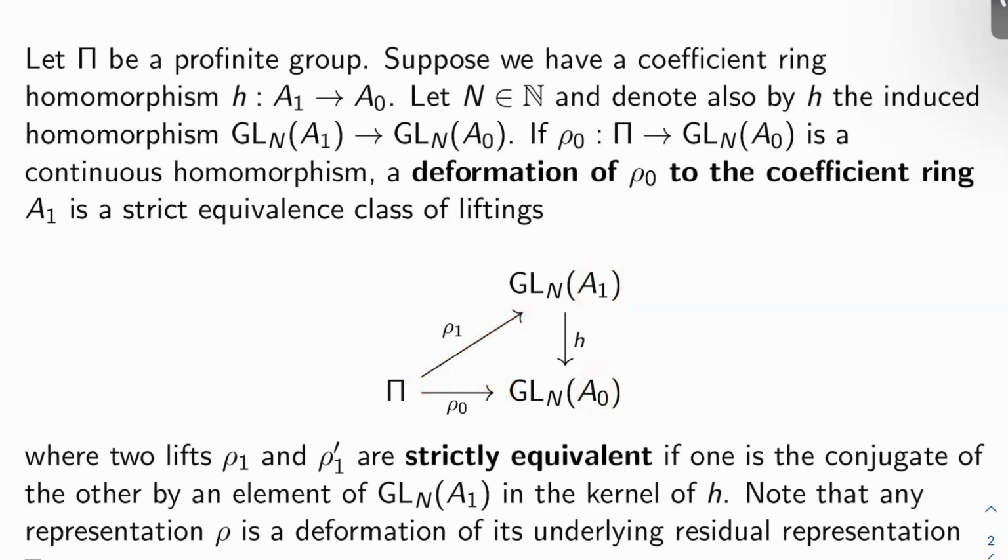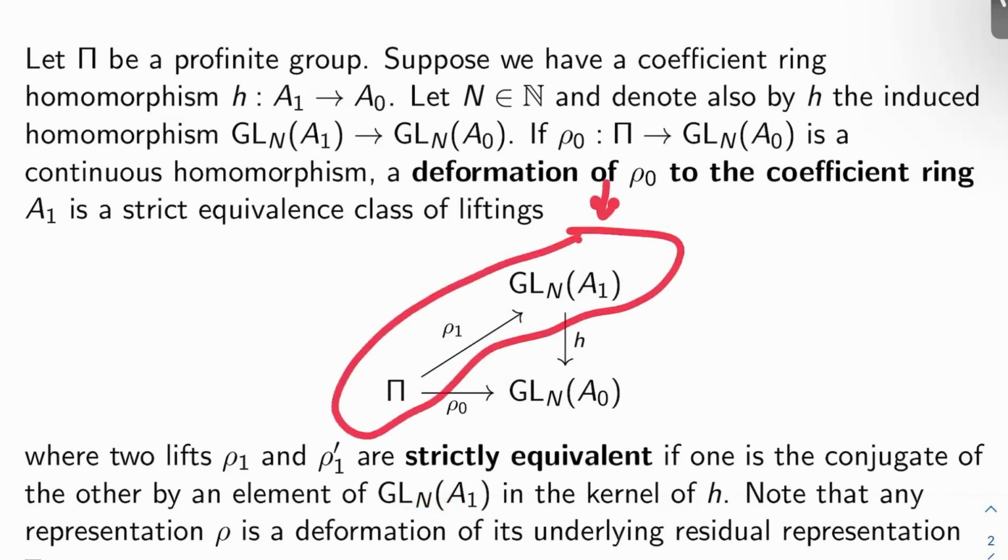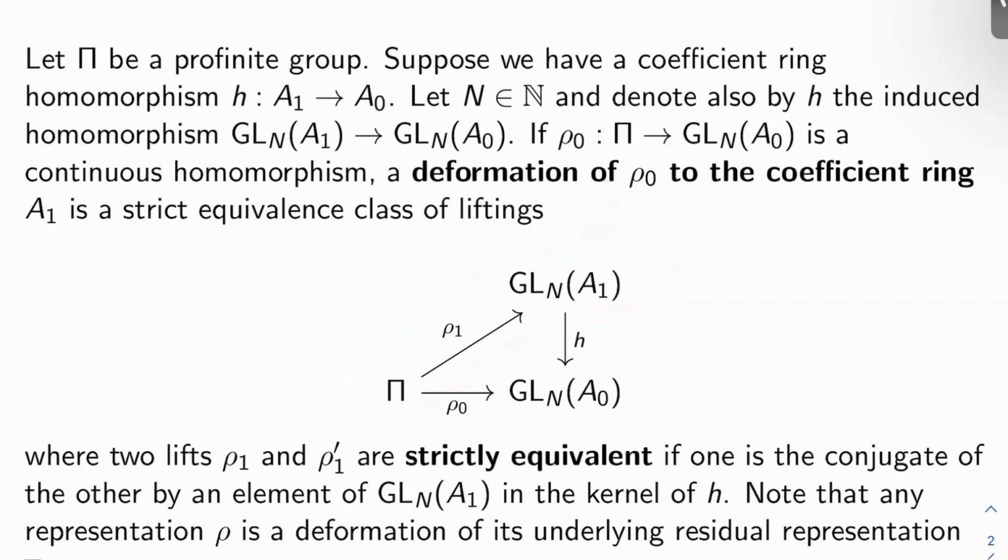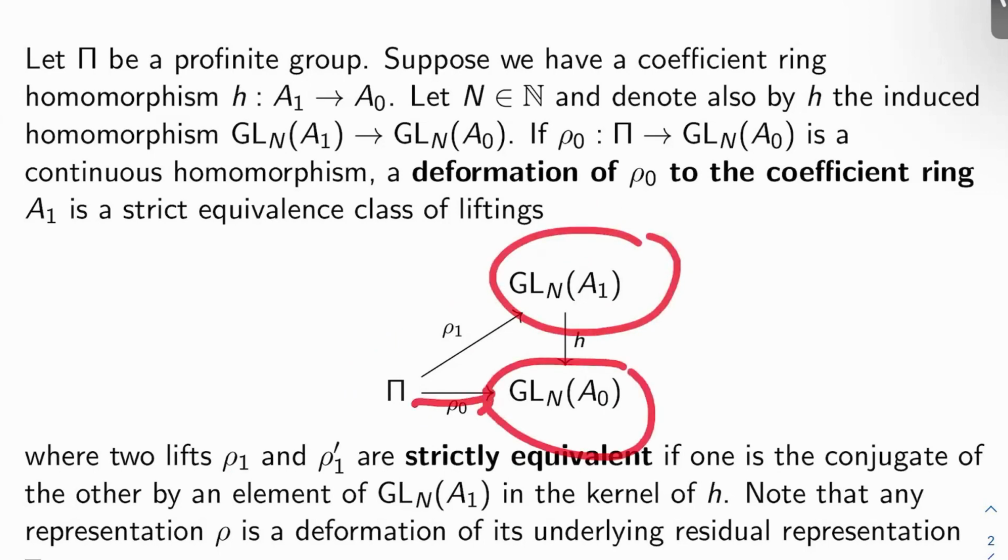Okay, and we say two lifts, rho 1 and rho prime 1, are strictly equivalent if one is the conjugate of the other by an element of GLN of A1 and the kernel of H. So you're allowed to conjugate up here with a fixed element here without changing the equivalence class. But whatever matrix you conjugate by up here better not be detectable down here on the level of rho 0.